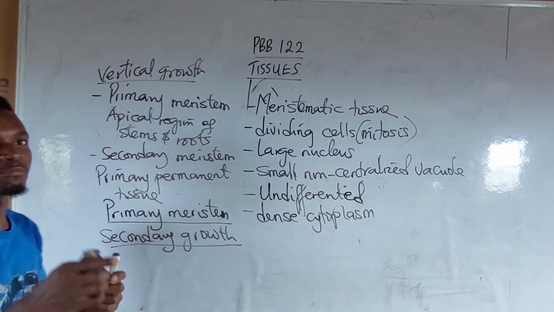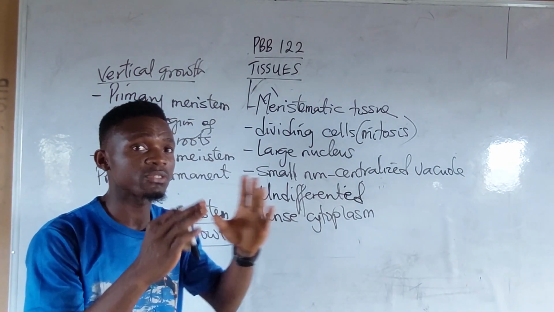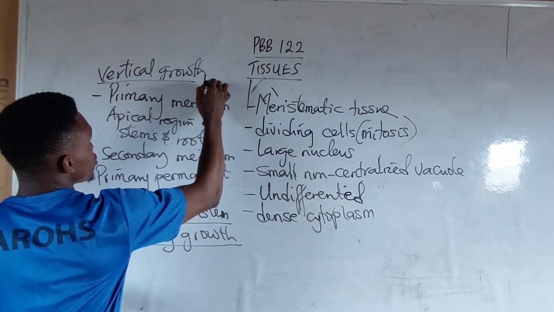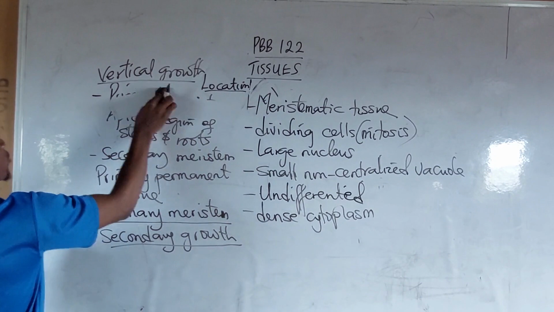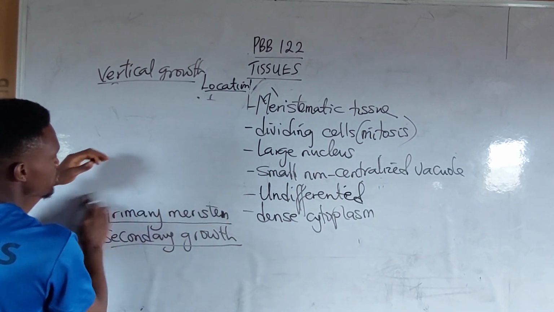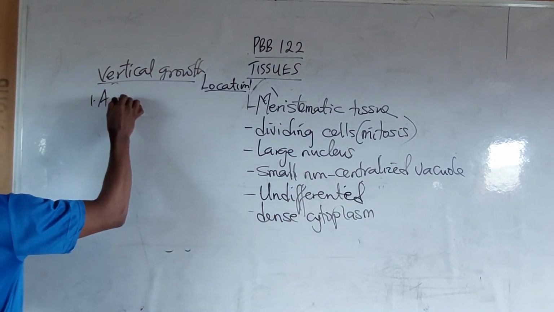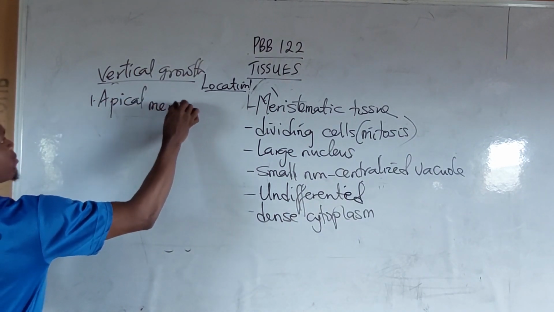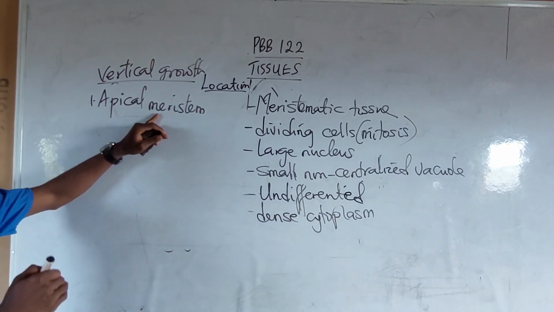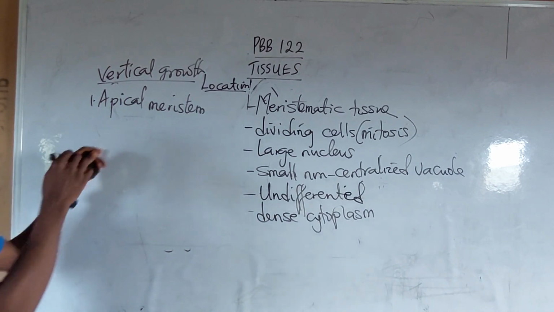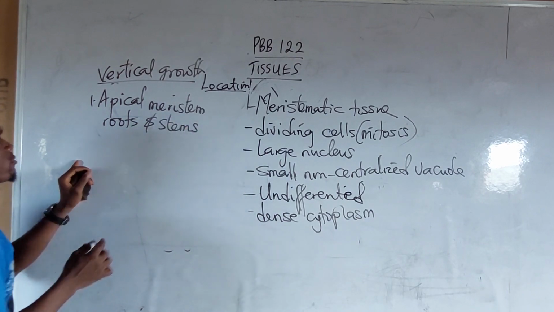Now, we have different types of meristem based on the location of the meristem. Based on what criterion? Location. One, we have the apical meristem. Now, as the name implies, apical, like the tip. This apical meristem is found in the tip of roots and stems.